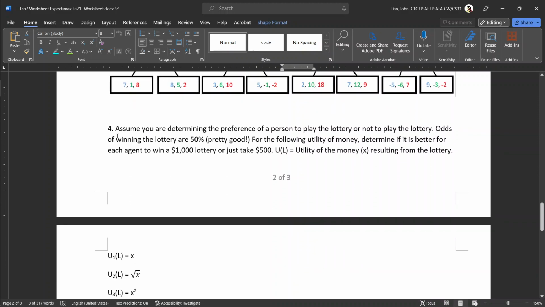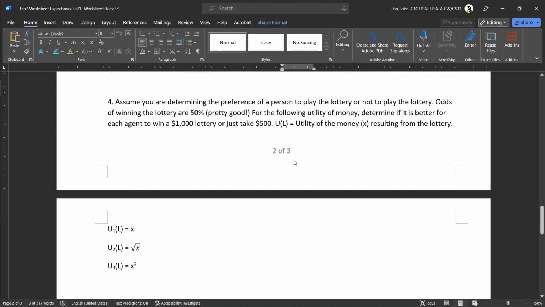Question 4. Assuming you're determining the preference of a person to play the lottery or not to play the lottery. Odds of winning the lottery are 50%. For the following utility of money, determine if it is better for each agent to win the lottery or just take $500.